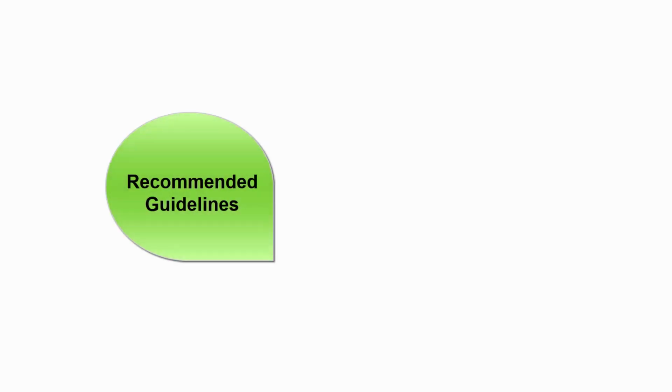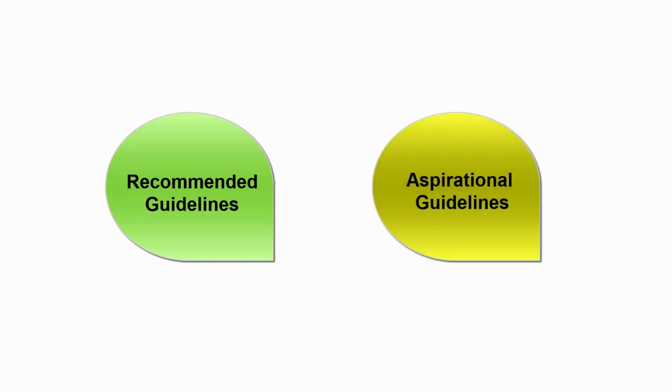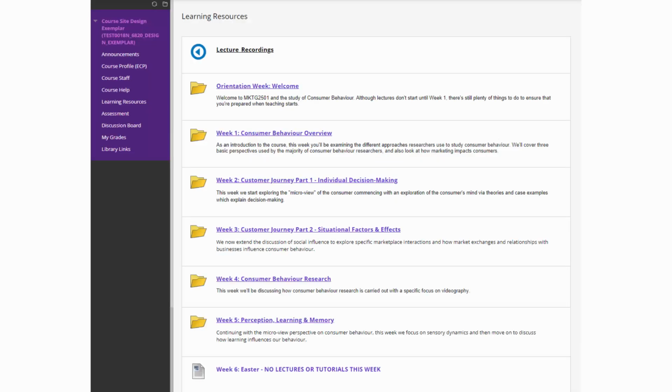The items shown in green are recommended guidelines. The items shown in gold are aspirational guidelines. The Learning Resources section is organised to make it as easy as possible for students to find the resources they need. The lecture recordings folder should always be at the top, and the recordings are automatically added.